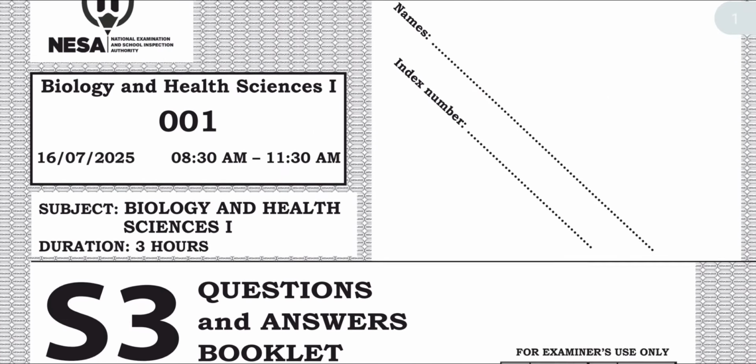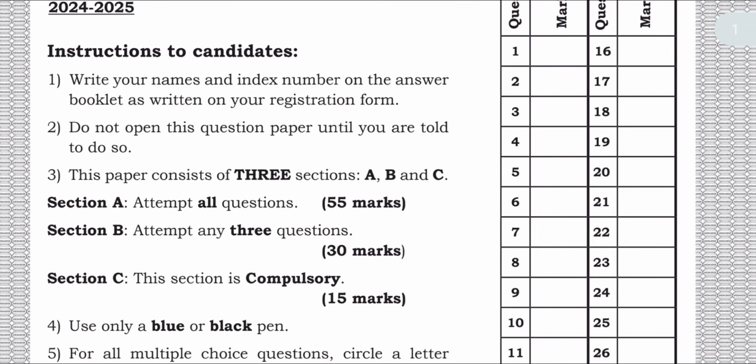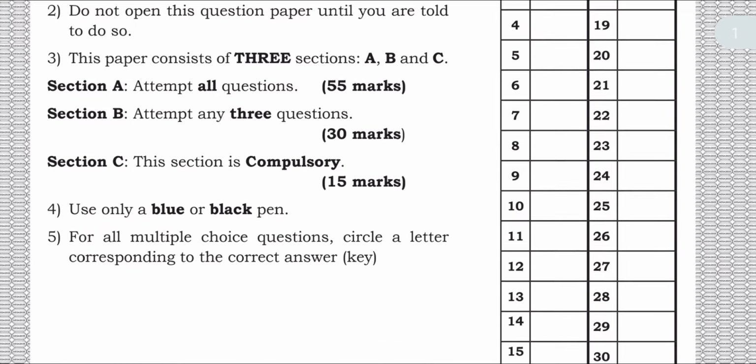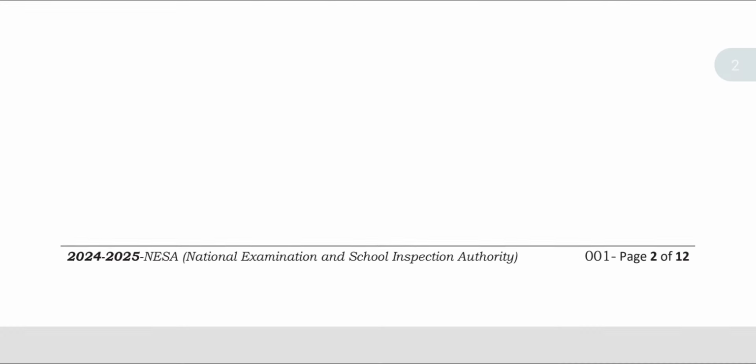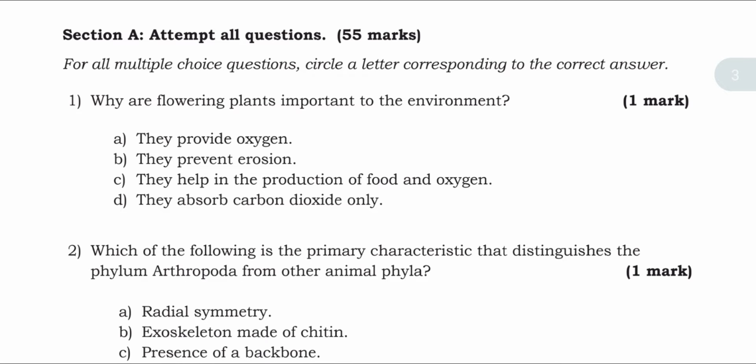Today's video we're going to solve and see the Biology and Health national exam that was done last year, 2024-2025. These are instructions that you have to read and follow here. This is section A, attempt all questions. For all multiple choice questions, circle the letter corresponding to the correct answer.